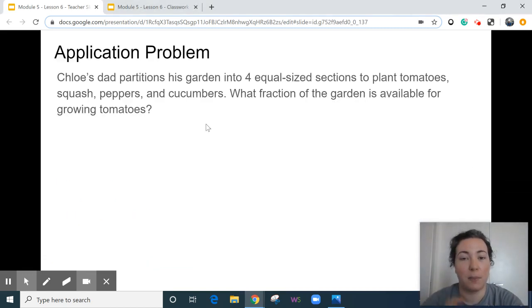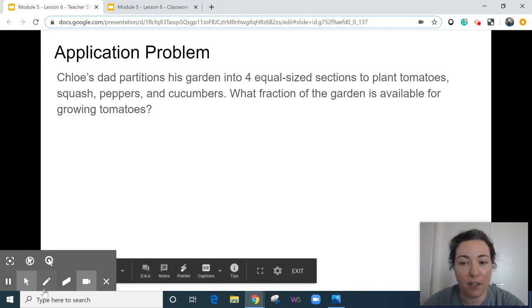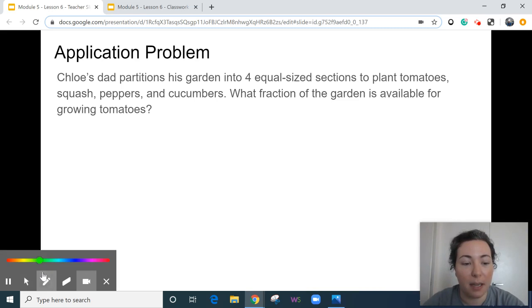Here's our application problem. So make sure you have your paper and pencil ready. I'll read it and then you can pause the video to give it a try. Chloe's dad partitions his garden into 4 equal-sized sections to plant tomatoes, squash, peppers, and cucumbers. What fraction of the garden is available for growing tomatoes?